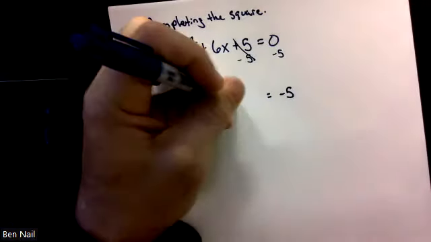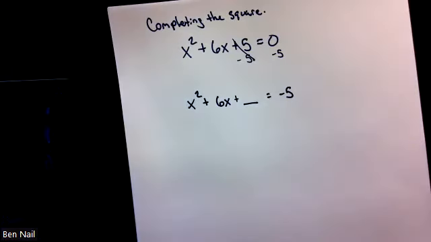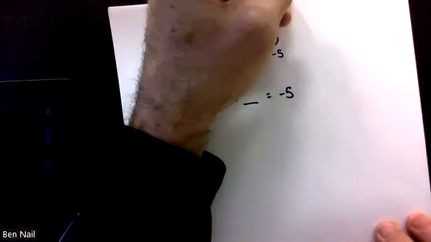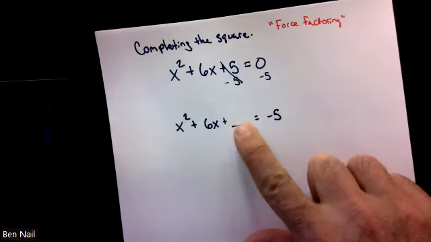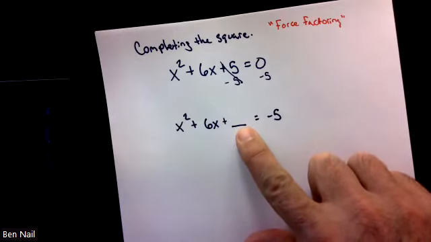Now, I'm purposely leaving a space here because that's the step that is going to make this work. Okay. Another term for completing the square is force factoring, because we're going to take something that probably wouldn't initially factor and we're going to force it to factor. We're going to make it factor. So we're going to choose a very specific number to add here.